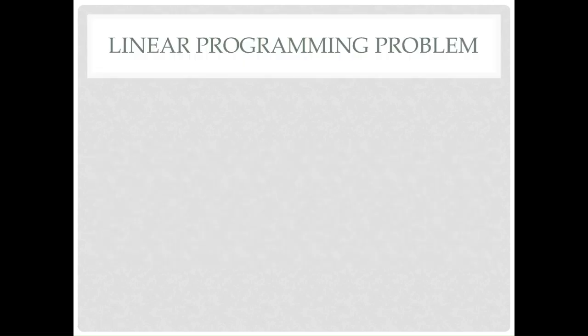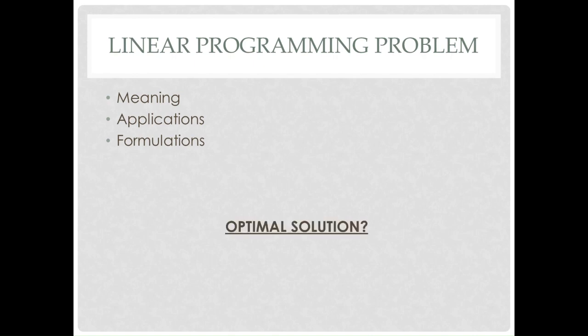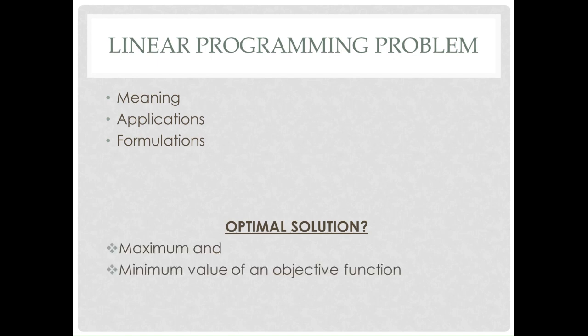So far, we have discussed the meaning, application, and formulation of linear programming problem. We will now discuss how the linear programming problem is solved. Before we begin, let's recall the optimal solution. The maximum and the minimum value of an objective function is the optimal solution. But the question is how to solve a linear programming problem.